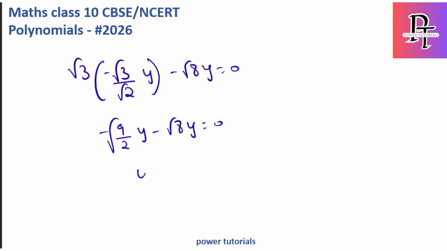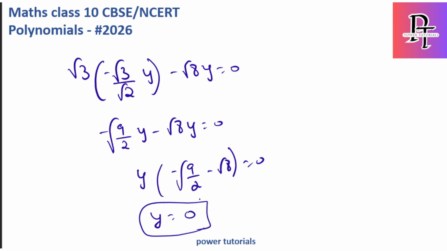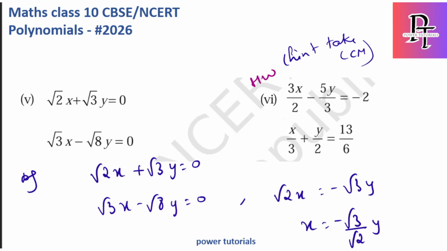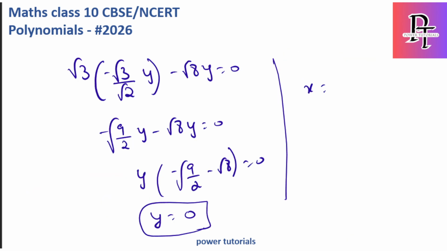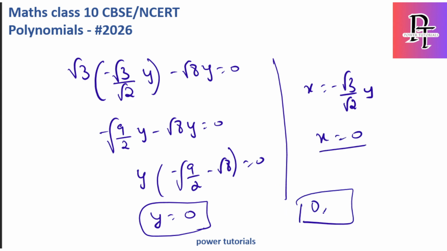So if I take y as common, I will get some ratio, minus 9 by root 2 minus root 8, times y, is equal to 0. So anything but 0 is 0, so I got the y value as 0. Substitute in the other condition: x is equal to minus root 3 by root 2 into y. So this also will become 0 as the y value is 0. So the final solution is easy, which is 0 comma 0.